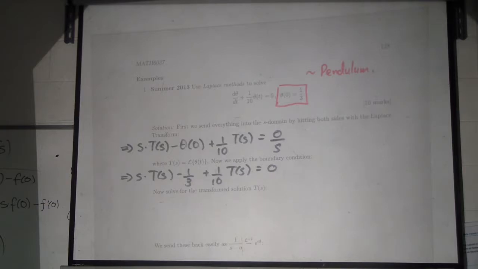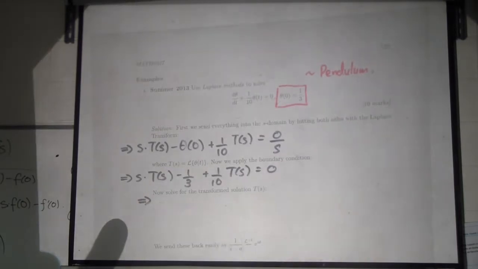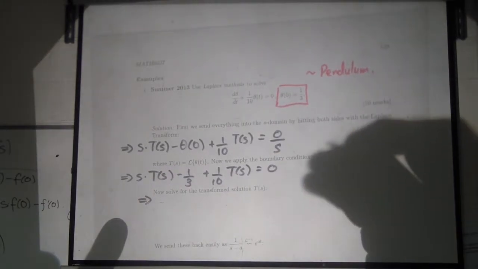It's just an algebra equation now. S is a constant. Solving this for T of S, there's one thing on the left that you want to get rid of. It's your fraction, isn't it? The minus a third. How do you get rid of minus a third? Add it to both sides.